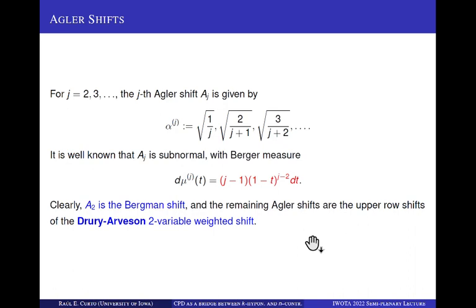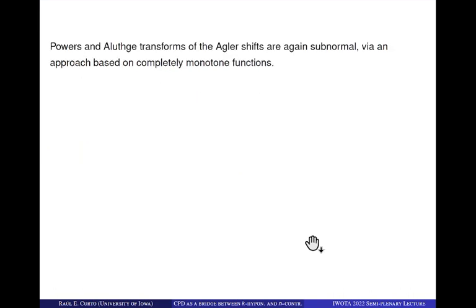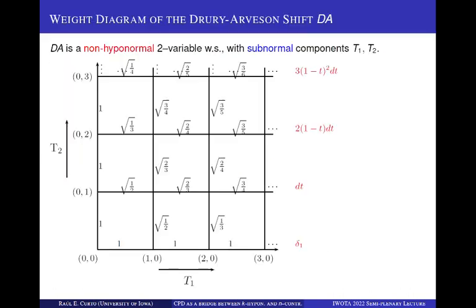So I'm sure you are familiar with the Drury-Arveson shift. And then, I'm going to show you the diagram here. If you look at this weight diagram for the Agler shifts, at the bottom you see the unilateral shift. Here's the Bergman shift. Here's the Agler 3, Agler 4, and so forth. And here are all the Berger measures for that.